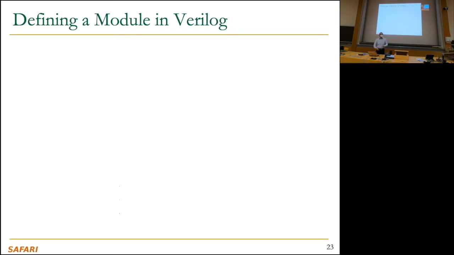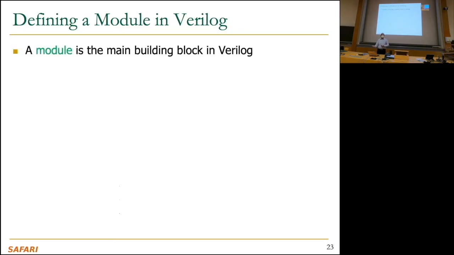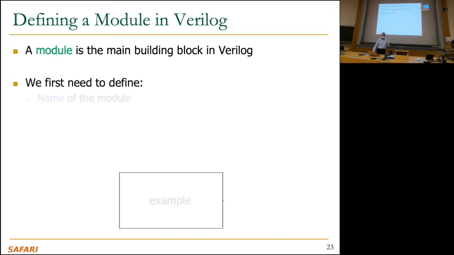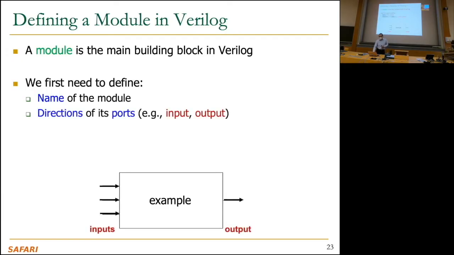Let's take a look at our first definitions of Verilog. So basically, a module is the main building block in Verilog. Everything's a module in the end. And you first need to define the name of the module when you actually write it. That's an example, as you can see. And you need to define the directions of its ports, inputs or outputs. Those are the two directions. Simple. We've seen that. And you need to assign names to the ports.